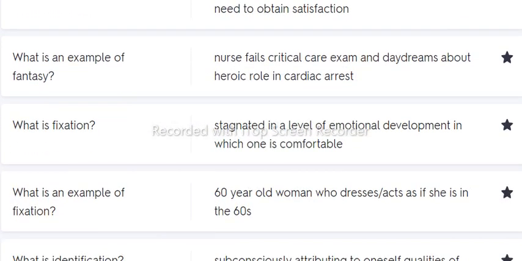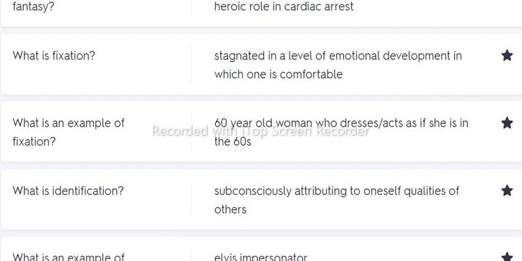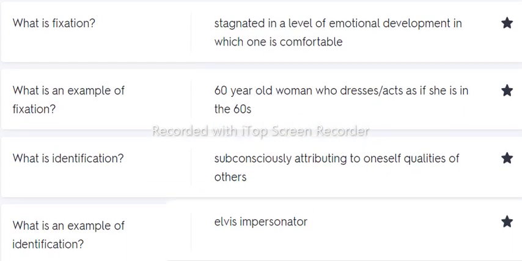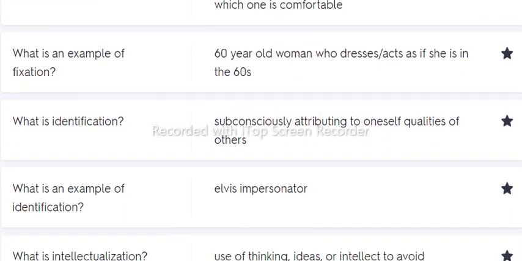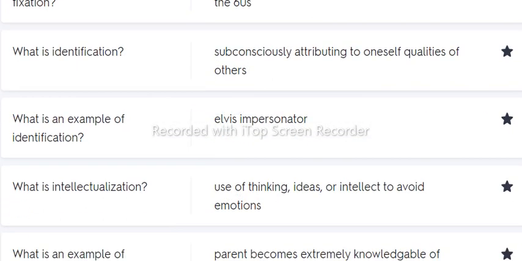What is fixation? Stagnated in a level of emotional development in which one is comfortable. What is an example of fixation? 60-year-old woman who dresses and acts as if she is in her 20s. What is identification? Subconsciously attributing to oneself qualities of others. What is an example of identification? Elvis impersonator.